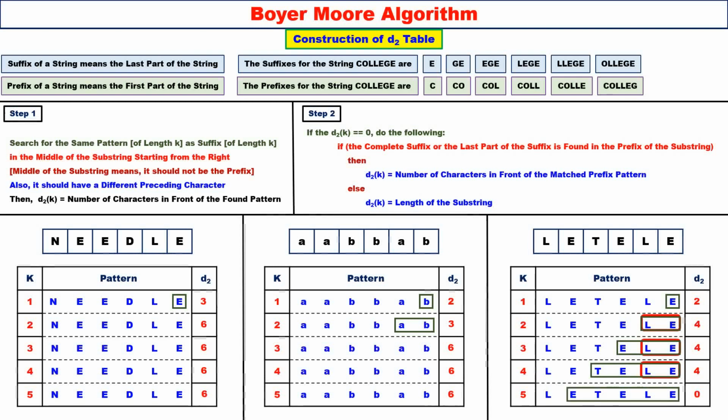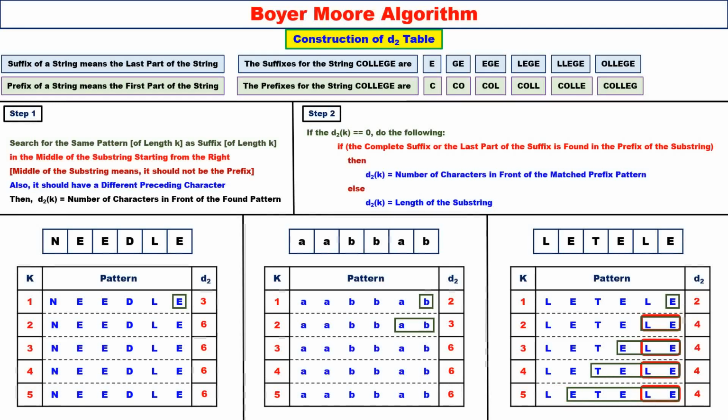Very good. Last one is ETELE. ETELE, TELE, ELE, LE or E. Is it found as the prefix? Yes. Last part of the suffix LE is found as the prefix. Therefore, count the number of characters in front. 1, 2, 3, 4, 4.